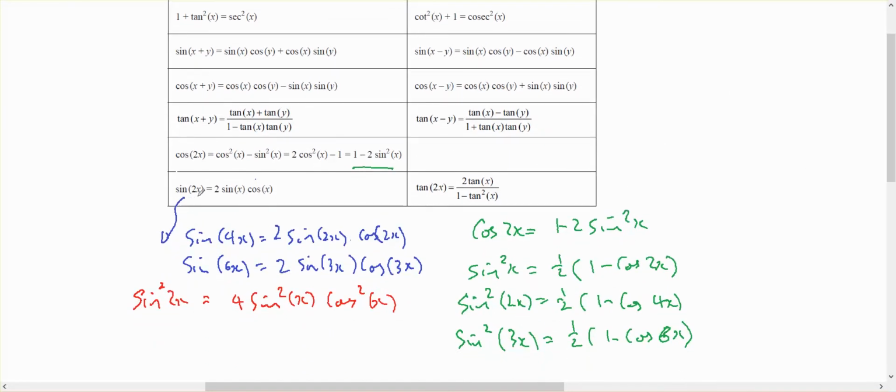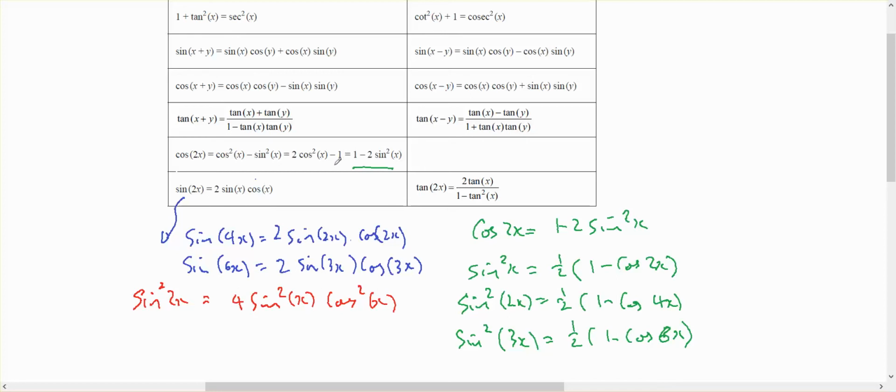If I'm using the sine of 2x, then my extension could be the sine of 4x is 2 sine of 2x cos 2x, and if it was sine of 6x, that's 2 sine of 3x cos of 3x. The other extension I can do to this is square both sides, and the sine squared of 2x will be 2 squared or 4 sine squared cos squared.